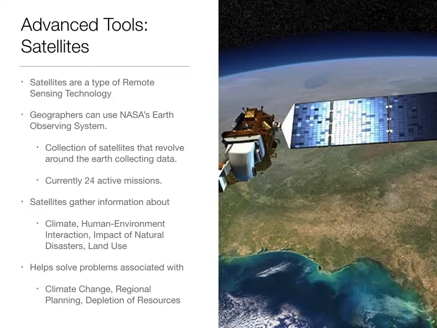Our next advanced tool is a satellite. Satellites are a remote sensing technology. What that means is they can be remotely controlled from Earth. Of course, we know satellites orbit the Earth. They aren't used here on the ground.